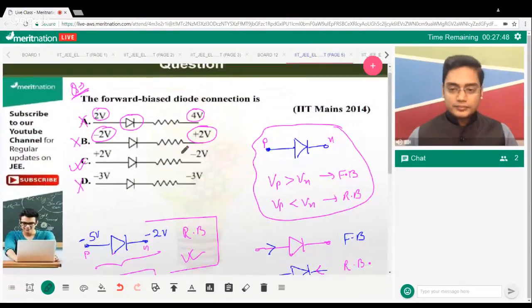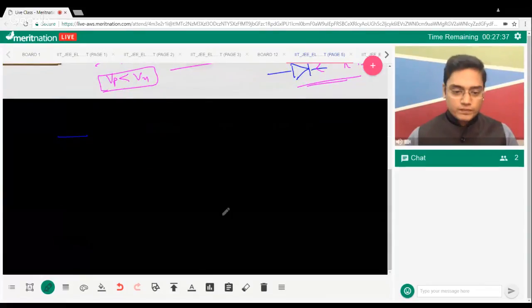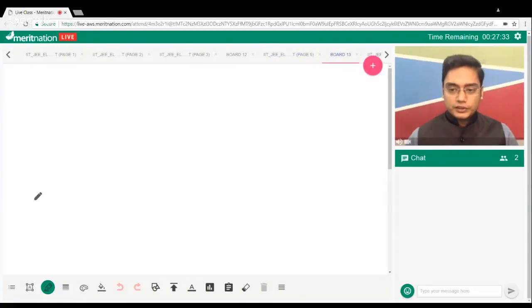Clear, everyone? Why is this reverse bias? Okay, good. Now understand, that's very good. One more example. Instead of an example, I'm just explaining with the help of a question. Yes, yes, I can give. Don't worry now.